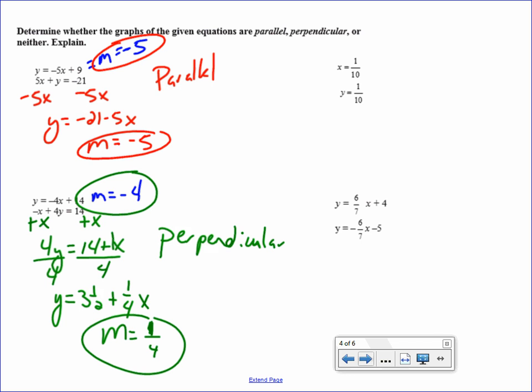Okay, this next one, we have one that is an x equals, one that is a y equals. So hopefully we know that if I have an equation of a line that's an x equals, that is going to give me a vertical line. A y equals, hopefully we can see, is going to give us a horizontal line. So anytime we have a horizontal and a vertical line, these two lines would be perpendicular.